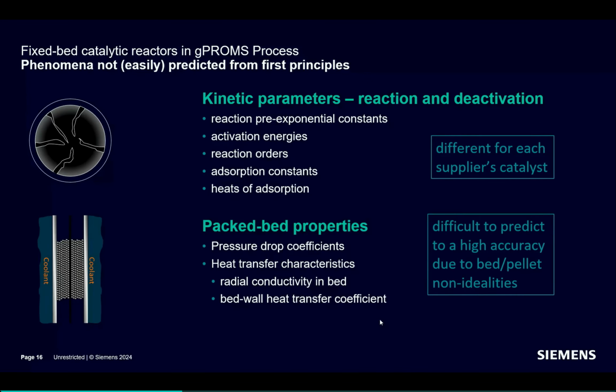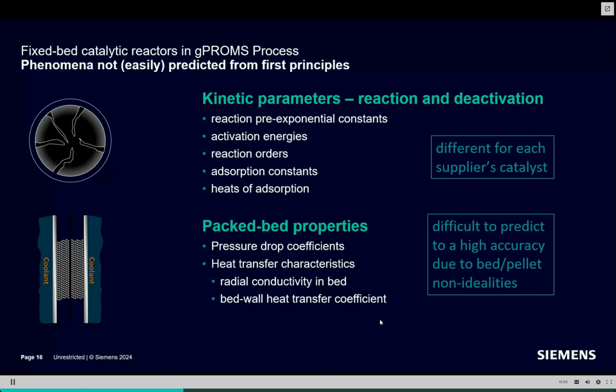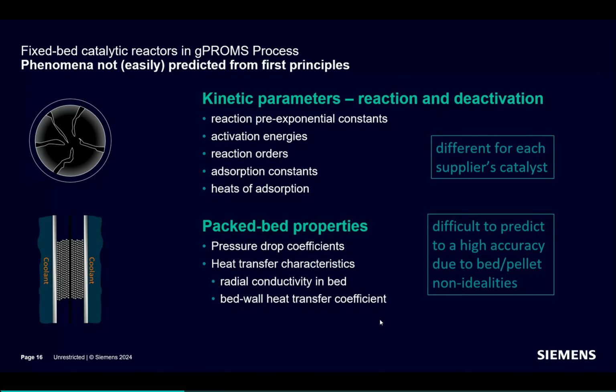And properties of the catalyst bed, mainly the heat transfer characteristics, which are difficult to predict to high accuracy due to the bed and pellet non-idealities. However, for all this, we have working examples based on literature, and also industrial standard correlations for most of the phenomena, which are used for getting good initial predictions.